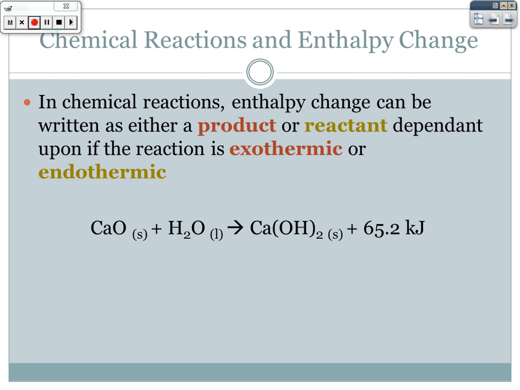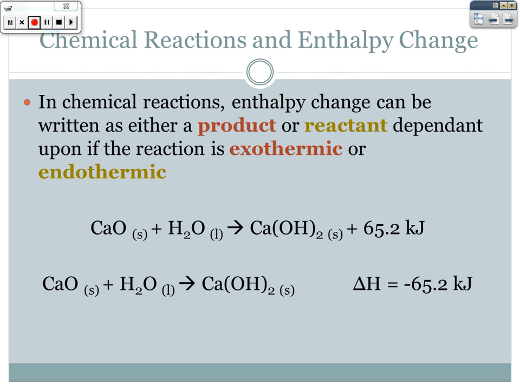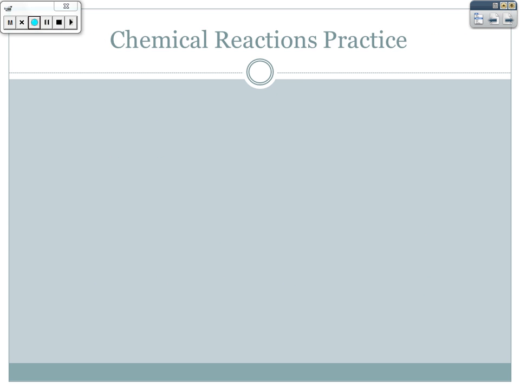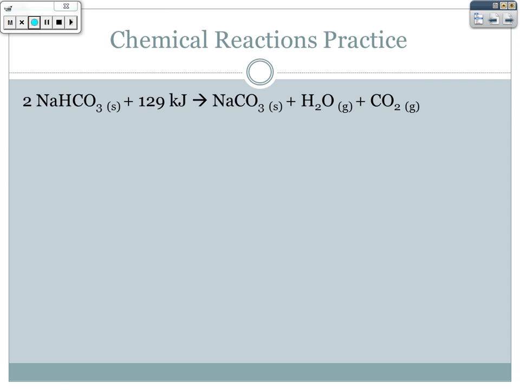So for example, calcium oxide plus water makes calcium hydroxide plus 65.2 kilojoules. In this case, our kilojoules, or energy, is a product, which means that this is an exothermic reaction, which means that our delta H is going to be negative. So this can also be written as calcium oxide plus water makes calcium hydroxide with a delta H of negative 65.2 kilojoules. Okay? So let's practice this.